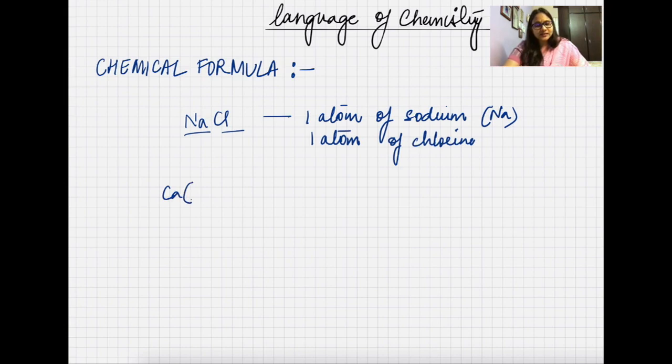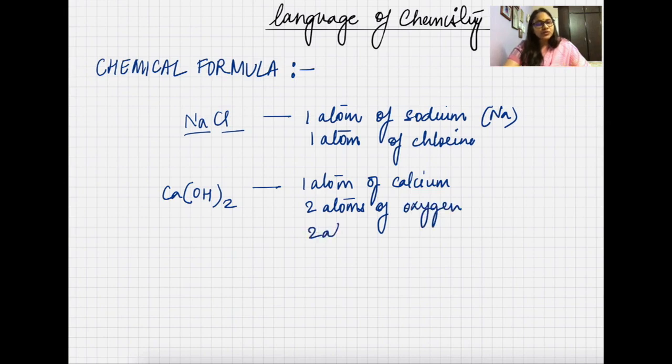Let's take another example. Now I'm writing a formula, calcium hydroxide. Calcium hydroxide has the elements calcium Ca, O for oxygen and H for hydrogen. If I count the number of atoms of each element, there's 1 atom of calcium, and O and H are written inside the bracket. Can you see? But at the base of O there is no number, so we'll consider it 1 and multiply it with the 2 outside. So the number of oxygen atoms is 2.